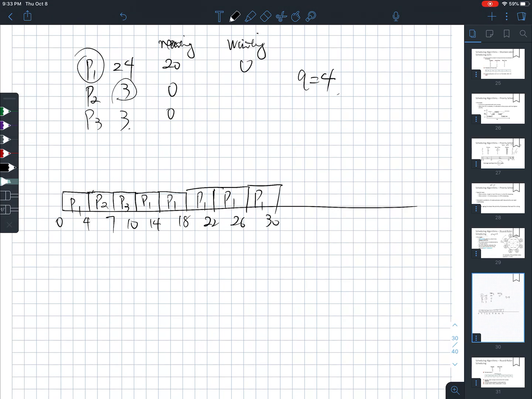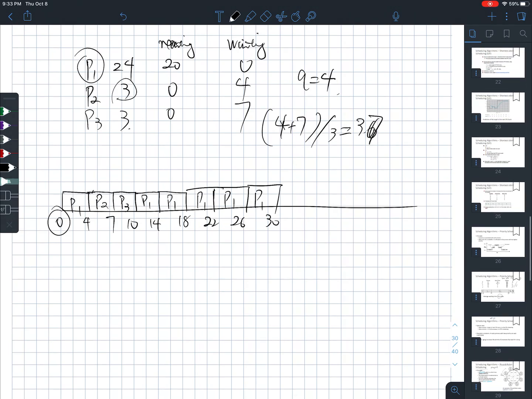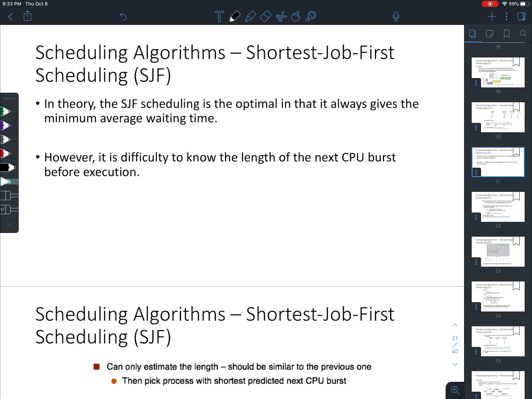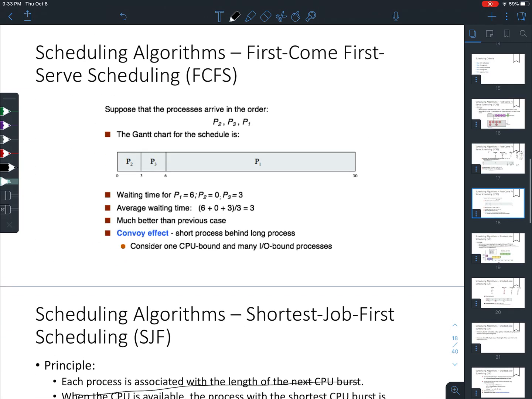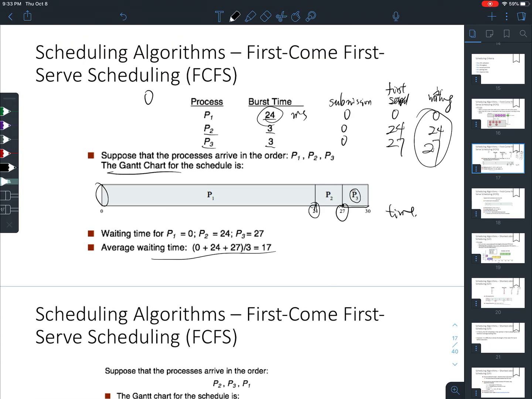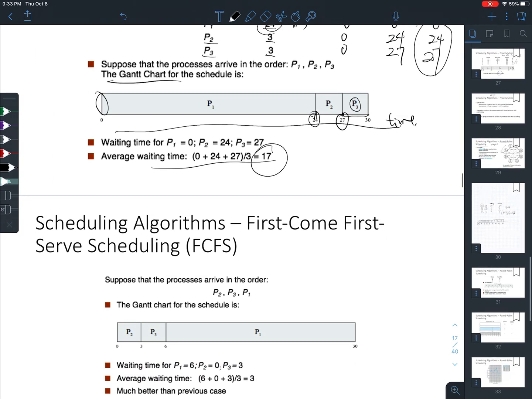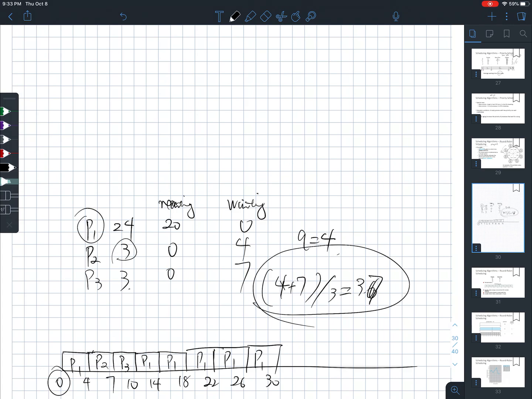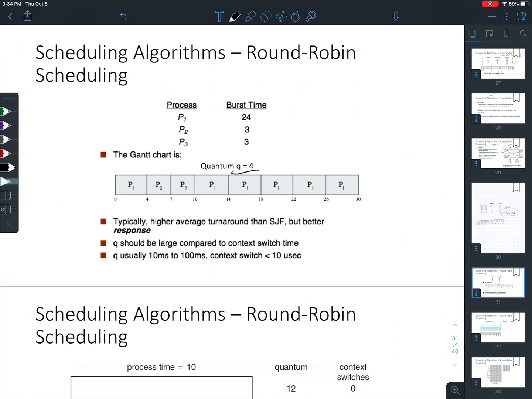Let's calculate their waiting time. For P1 the waiting time is 0 because it gets served at time 0. For P2 the waiting time is 4. For P3 the waiting time is 7. So the average waiting time is the sum divided by 3, that is 3.767. If we go back to the previous first come first serve scheduling algorithm, we're using the same numbers. The average waiting time there is 17, but with round robin the average waiting time reduces to 3.767, and this is a big improvement.